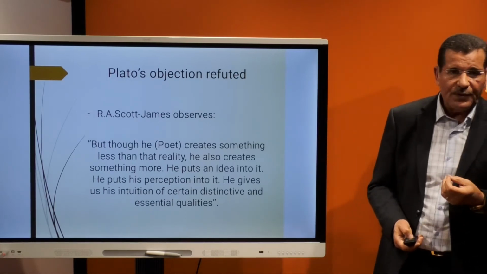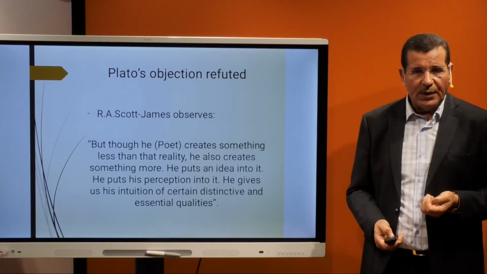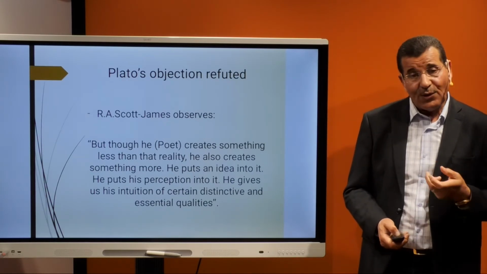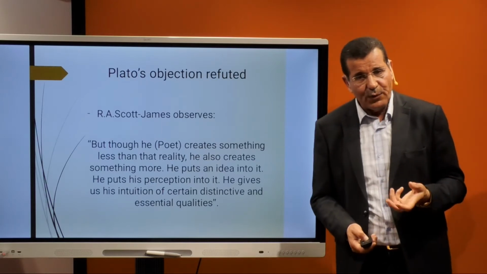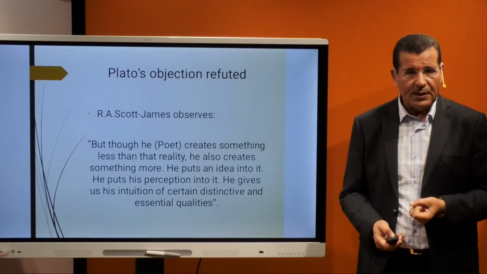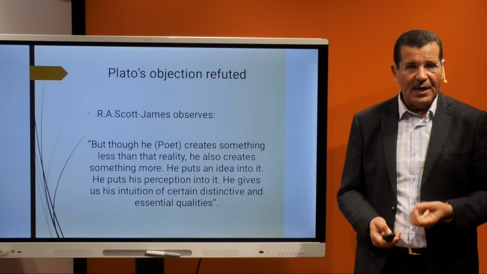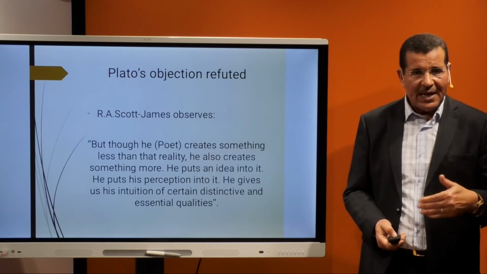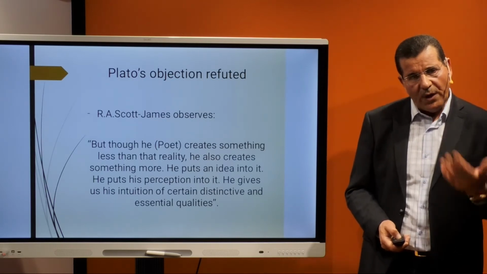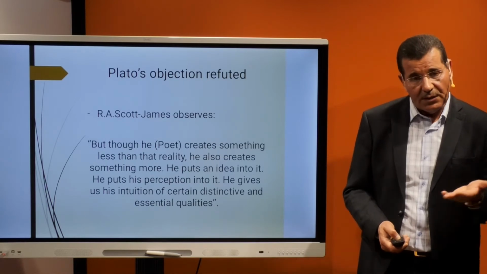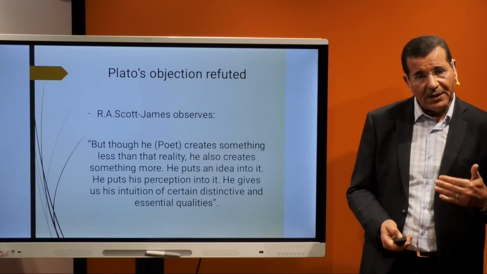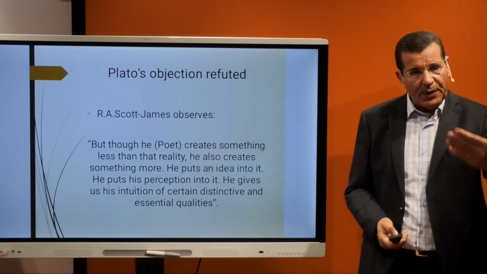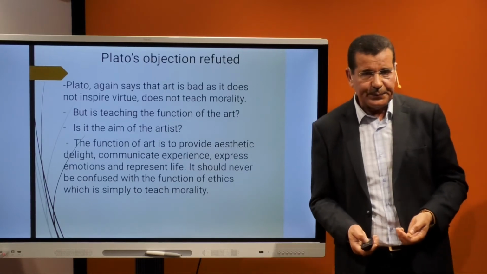R.A. Scott James observed that, though the poet creates something less than that reality as Plato maintains, he also creates something more. He puts an idea into it, he puts his perception into it, he gives us his intuition of certain distinctive and essential qualities. So very important here, there is an additional point that is added by the creator who is the poet. That is, he starts from the truth, from reality, in order to make it, but he produces something superior to this reality, as we'll see with Aristotle.